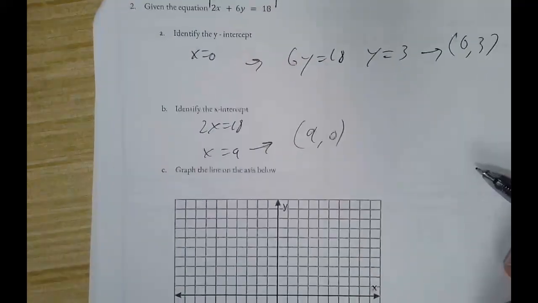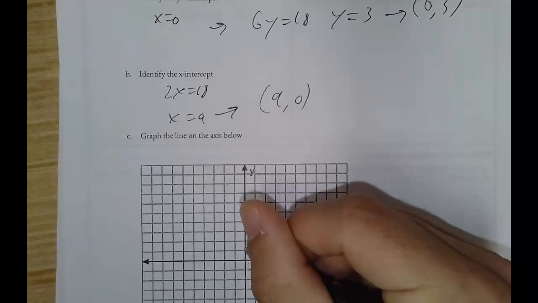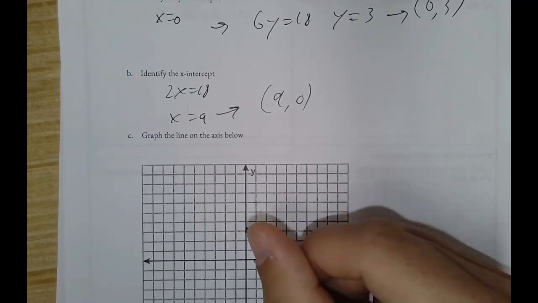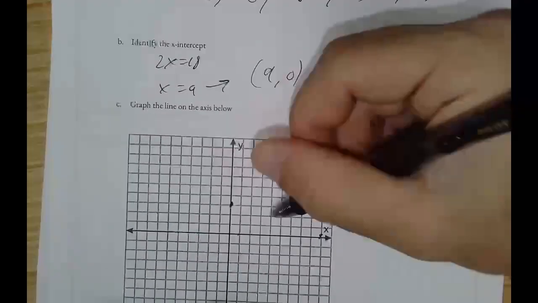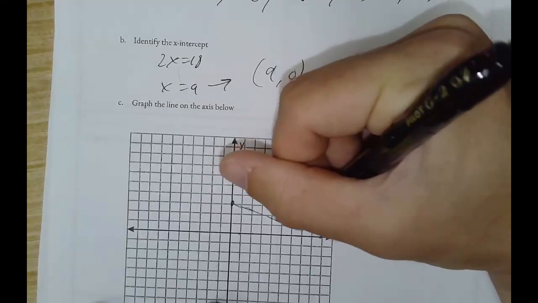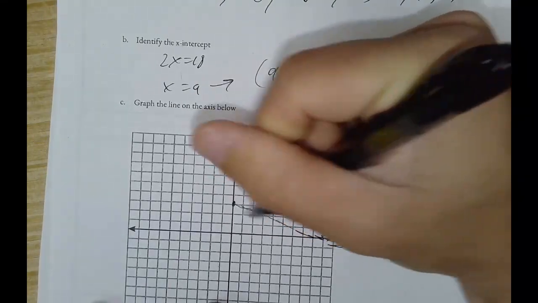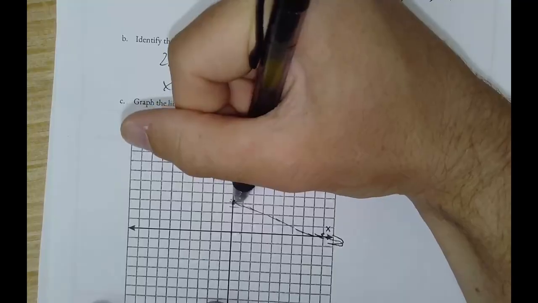And we're going to go ahead and plot this. We're going to get 0, 3, 0, 1, 2, 3, and 9, 0, 1, 2, 3, 4, 5, 6, 7, 8, 9. And we can just sketch a line through these points. Not perfect, it's okay.